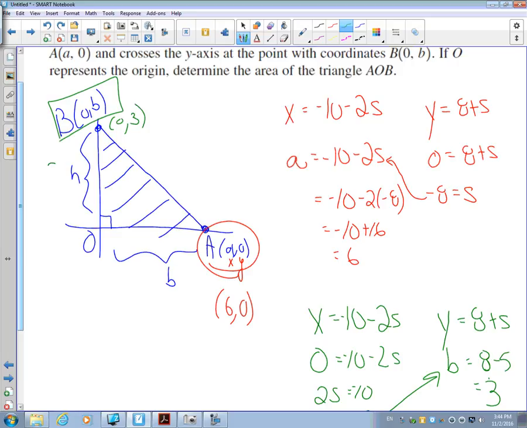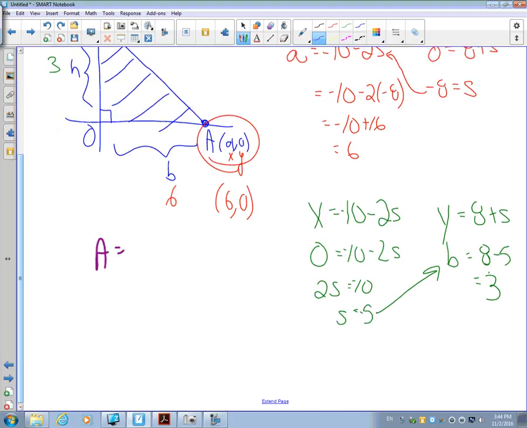In other words, the height's 3, the base is 6, and so our area, which is base times height divided by 2 for a right angle triangle, which we have, 6 times 3 divided by 2, comes out to 9 units squared.